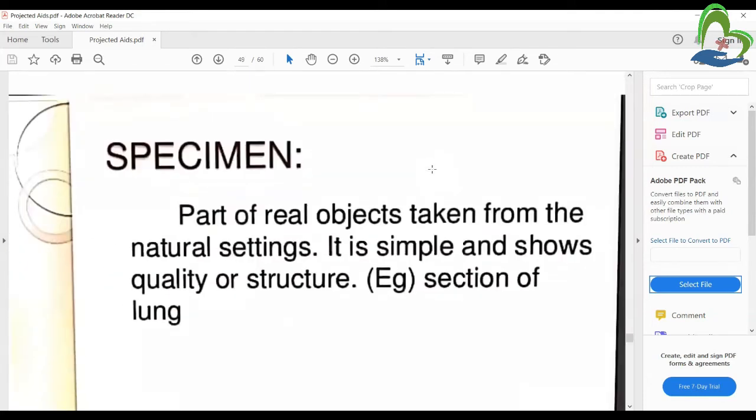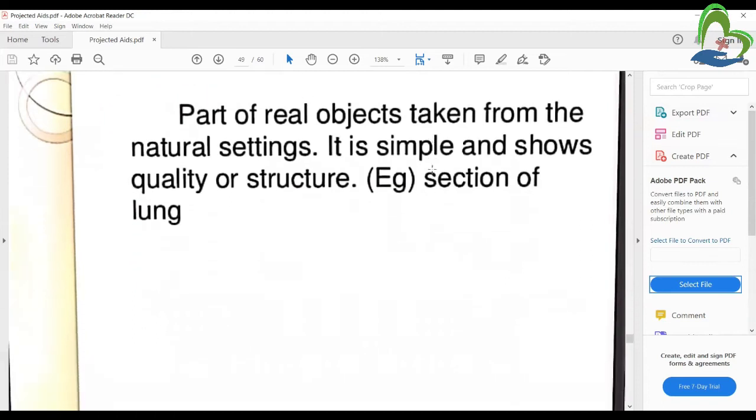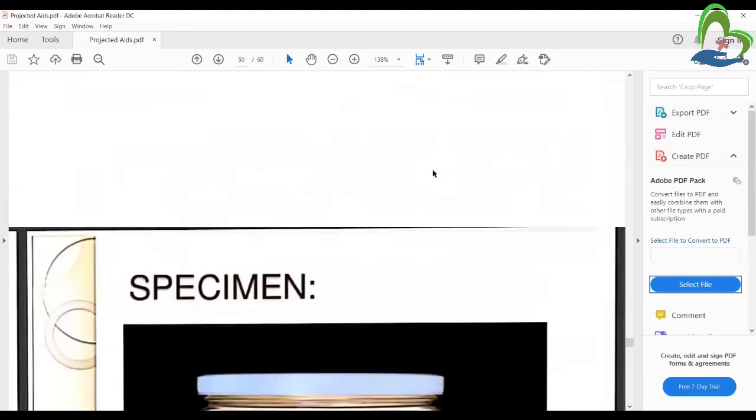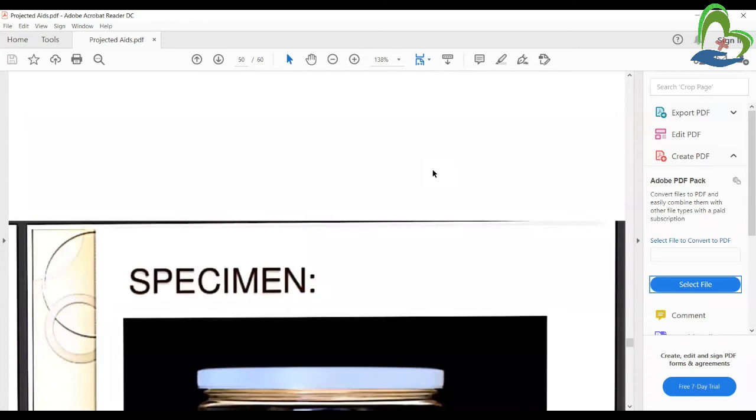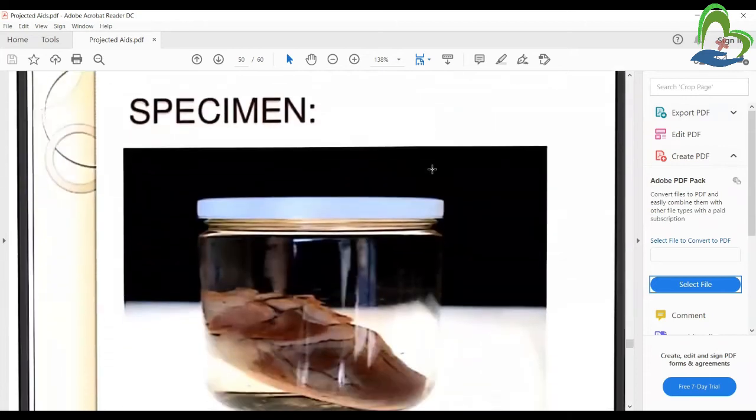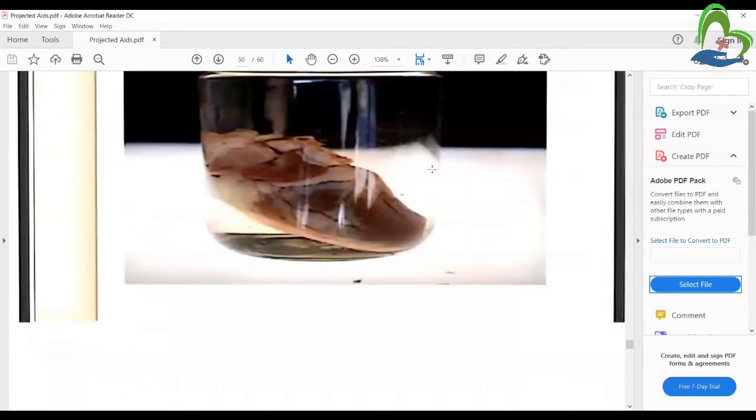Now specimens. A specimen used in biology is part of an object taken from the natural setting. It is simple and shows the quality of the structure and section of the lung. We use these specimen collections in biology labs, right? To see them in the pictures also, right?